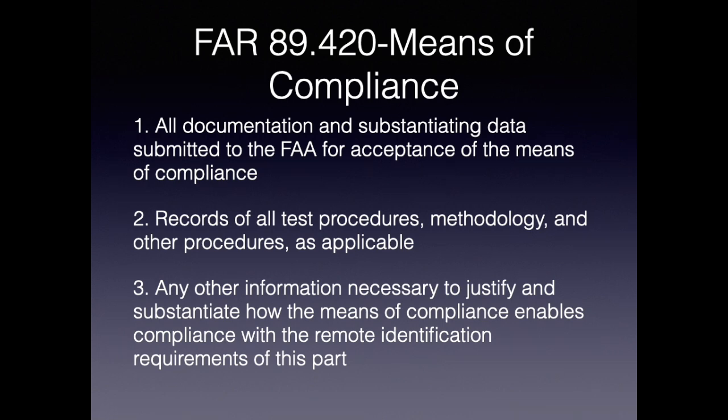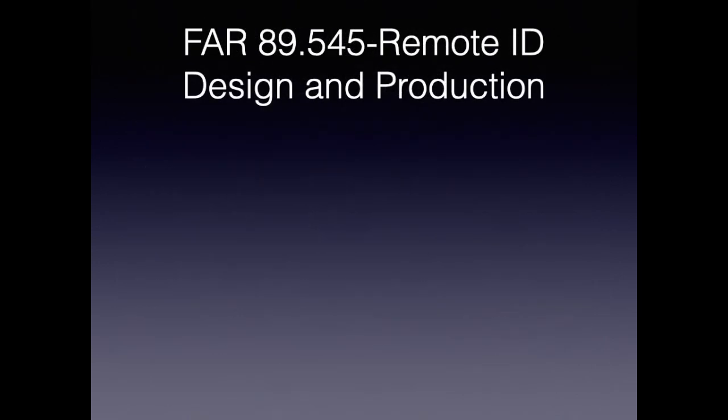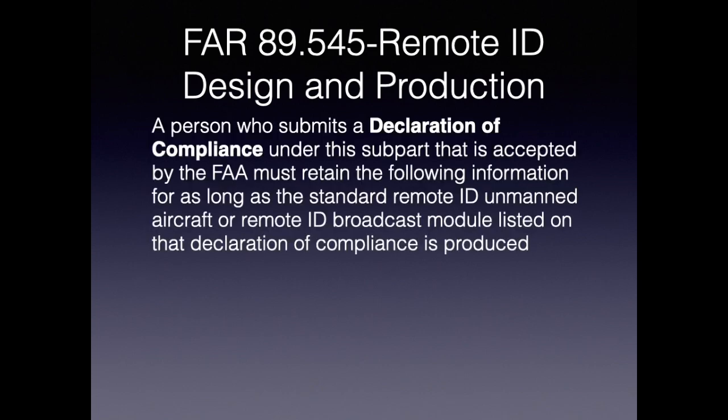Okay, now the other thing this is going to talk about is FAR 89.545, which is remote ID design and production. And here it says that a person who submits a declaration of compliance under this subpart that is accepted by the FAA must retain the following information for as long as the standard remote ID unmanned aircraft or remote ID broadcast module listed on that declaration of compliance is produced, plus an additional 24 calendar months. Notice how this is the same as it was before as far as the time period. I believe that's very, very important.